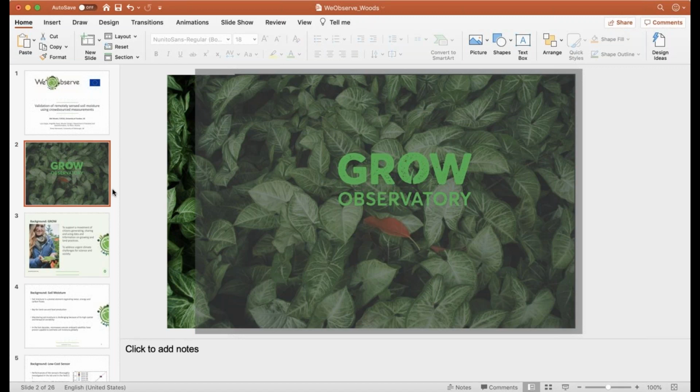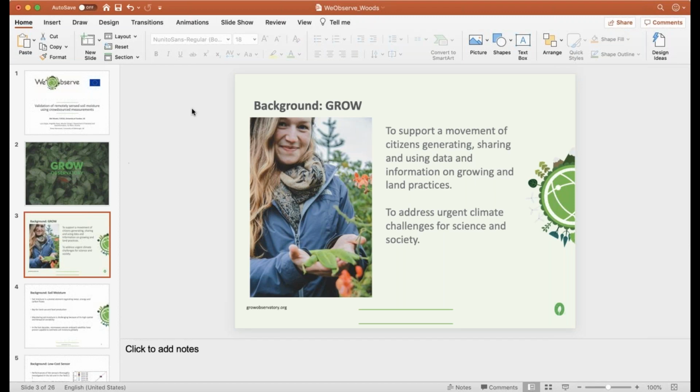In addition, what we were hoping to do is build up communities of practice, engaging with growers and farmers and others who are working the land every day, who would take responsibility for the sensors, and who would in fact start to, when data became available, use data for themselves for their own management of the land and soil. So in effect, we were hoping to support a movement of citizens generating, sharing and using data and information on growing and land practices. And this was to address urgent climate challenges for science and society.